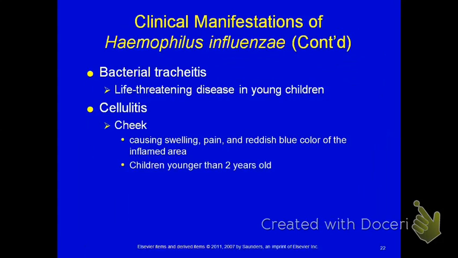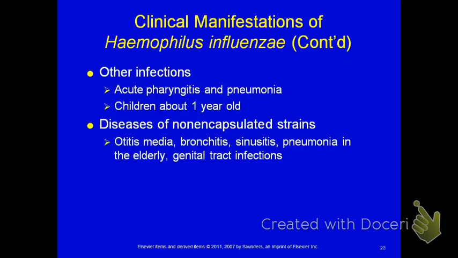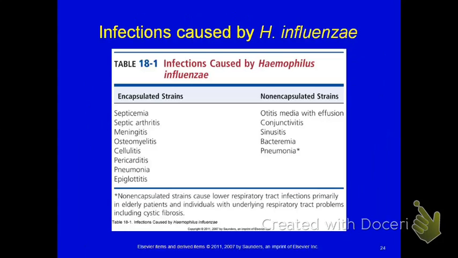Then cellulitis, the most common anatomic site for this would be the cheek. There would be swelling, pain, and reddish blue color of the inflamed area. Children younger than 2 years of age could also be affected with this. Acute pharyngitis and pneumonia would also affect children about 1 year old. Then otitis media, bronchitis, sinusitis, just being mentioned again for you not to forget.